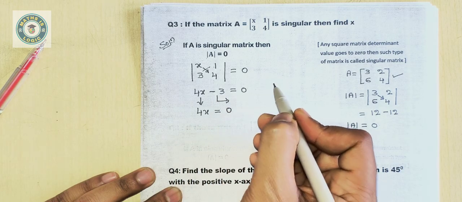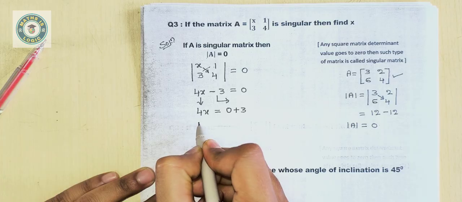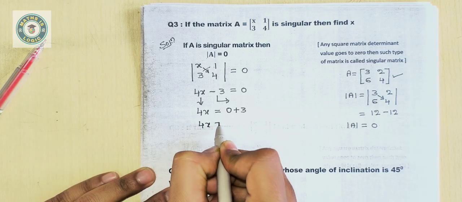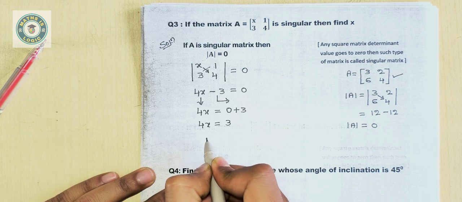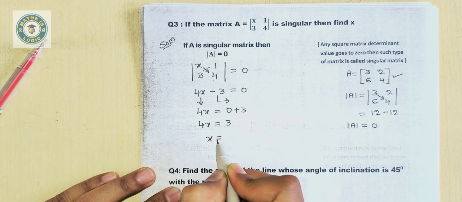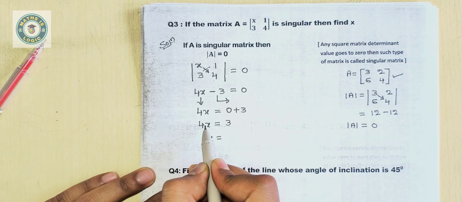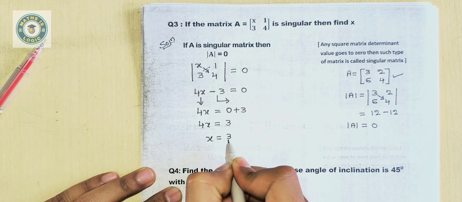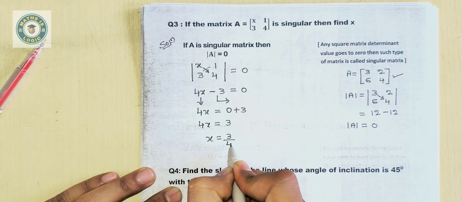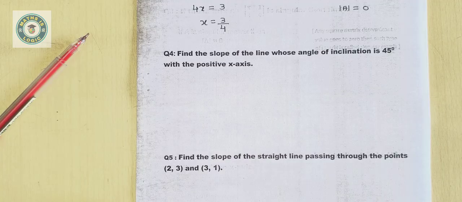Shift this minus 3 to the right hand side, and that time it becomes plus 3. Next, keep 4x as it is. 0 plus 3 is 3. Then finally we need the x value. You can see here that between 4 and x there is a multiplication sign. Because of that, this 4 comes into the denominator. Therefore, the final value of x is 3 divided by 4.